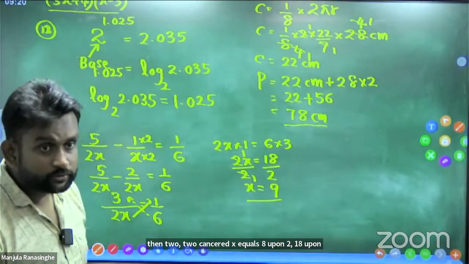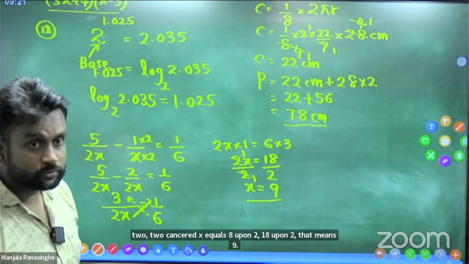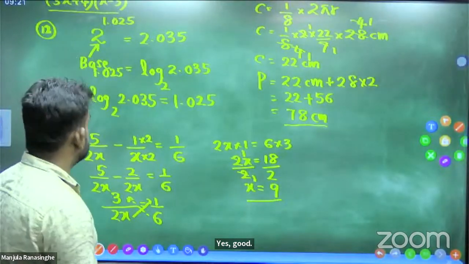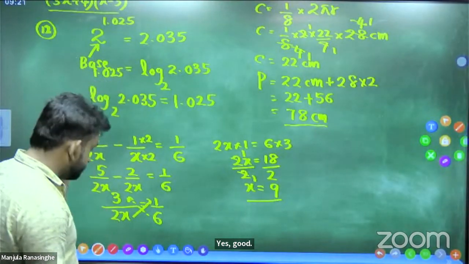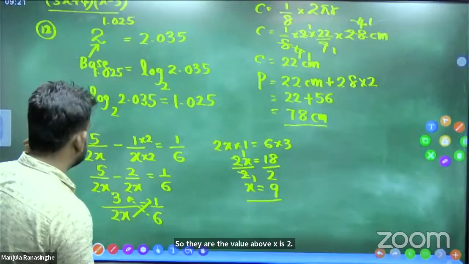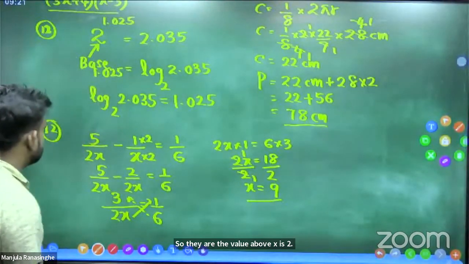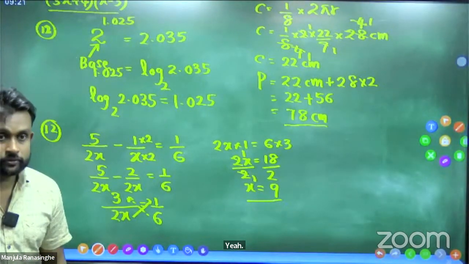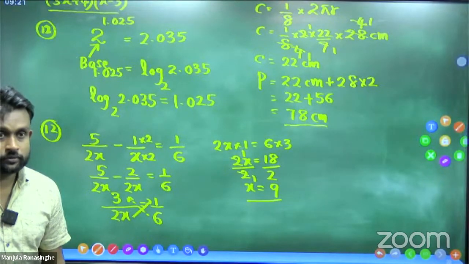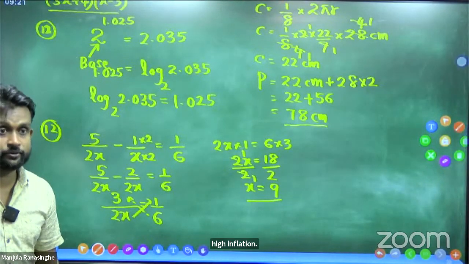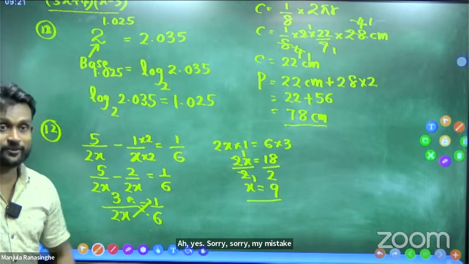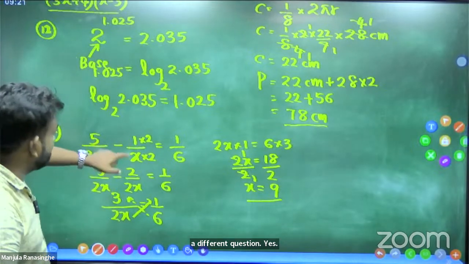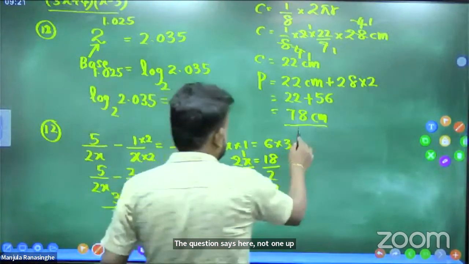So the value of x is 9? Sorry, my mistake. I wrote a different question. The question says not 1 upon x, but 2 upon x. I have taken the answer for the wrong one.